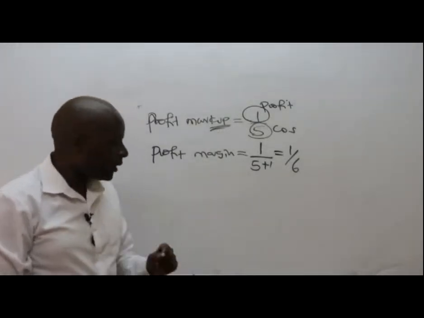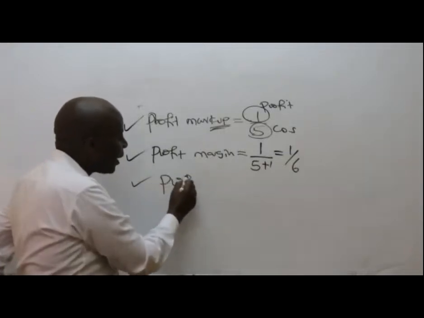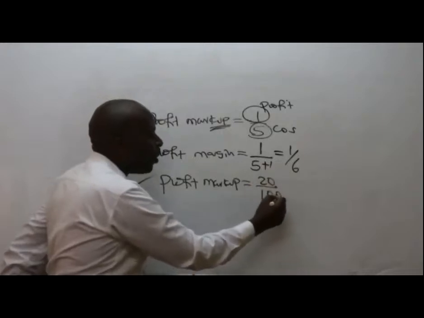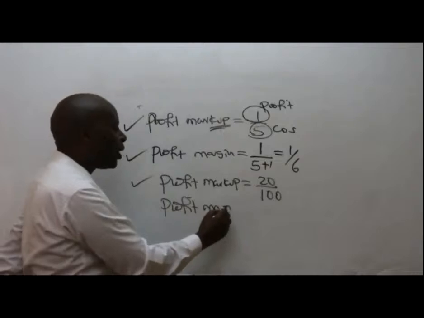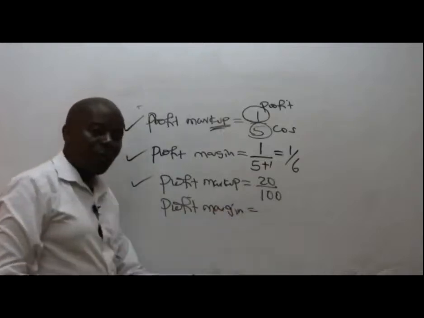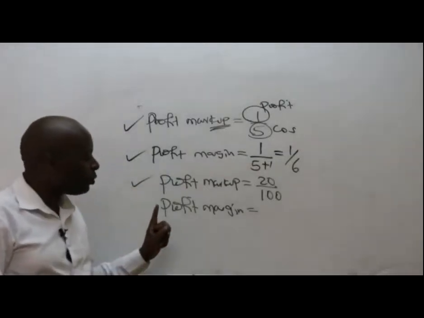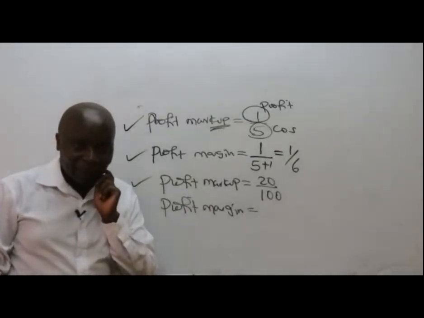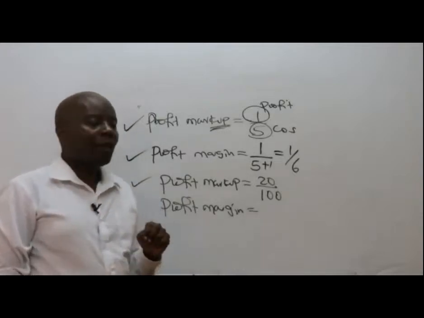Now, listen, before I ask you whether you have understood this very well: if somebody tells me that the profit markup is 20/100, could you kindly give me the profit margin? Just try. Because in consolidation, in group accounting, we don't make use of the markup; we always make use of profit margin. So if somebody gives me a profit markup of 20/100, my profit margin will be 20 over what? 120. Yes, 20/120. So we'll take 20 here.